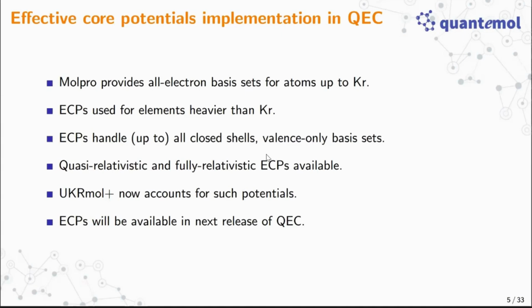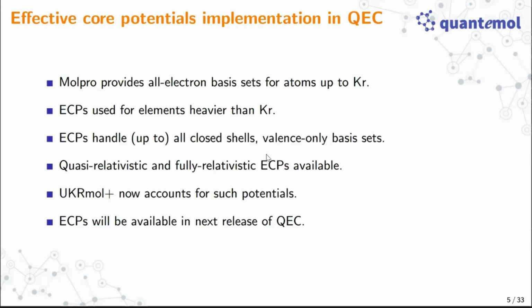So this previously was our limitation. We couldn't do calculations effectively for molecules that contained anything heavier than krypton. And that will overcome this obstacle. So the ECPs will handle up to all the closed shells in your system, leaving only potentially valence-only electron basis sets to be used. There are a range of ECPs that are available, quasi-relativistic, fully relativistic, and non-relativistic as well.